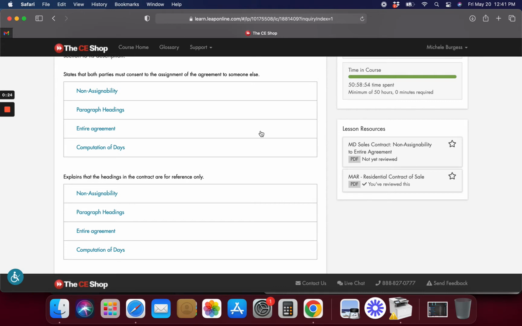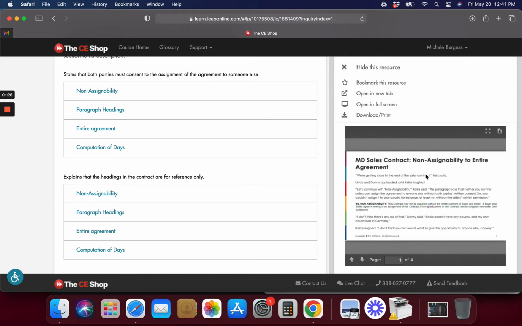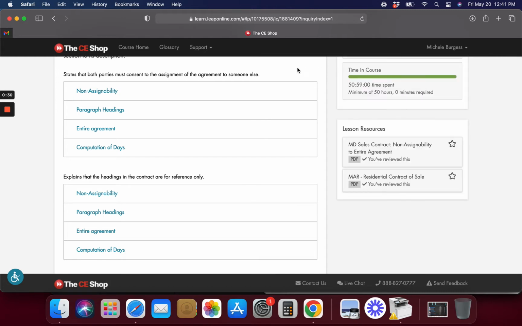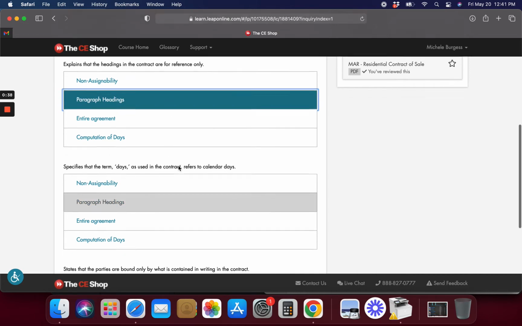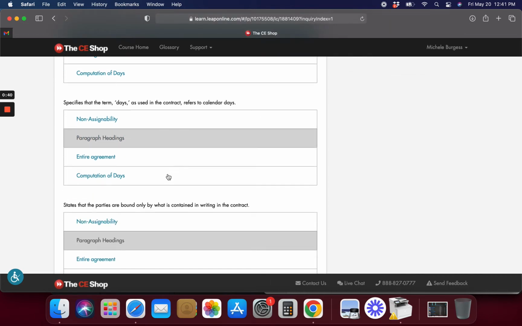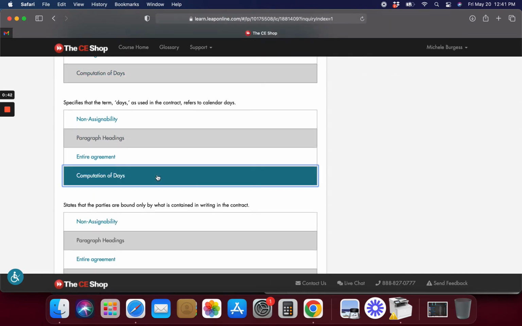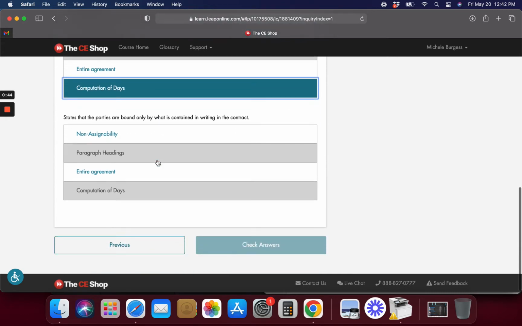States that both parties must consent to the assignment of the agreement to someone else. Explains that the headings in the contract are for references only. Cites the days as used in the contract refer to calendar days, and the parties are bound by what is written in the contract.